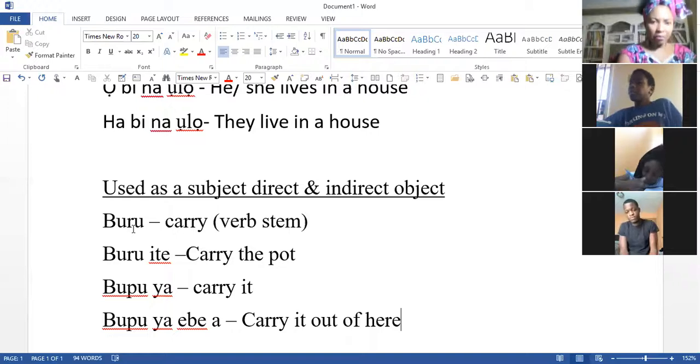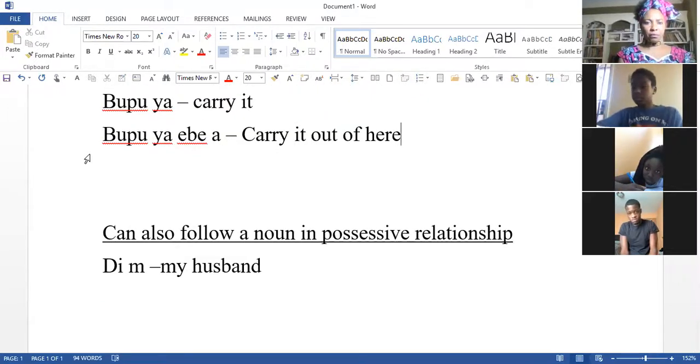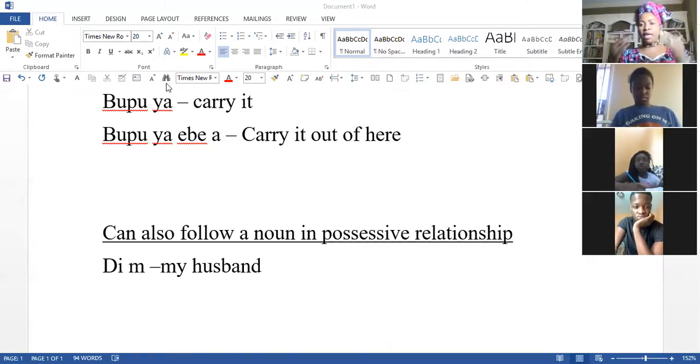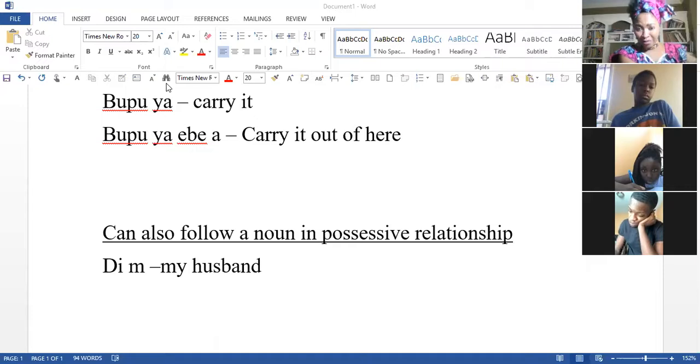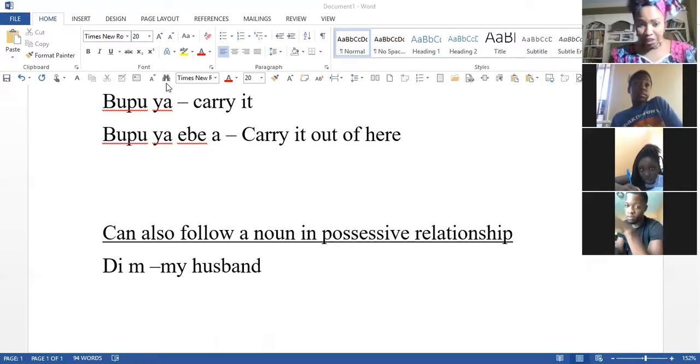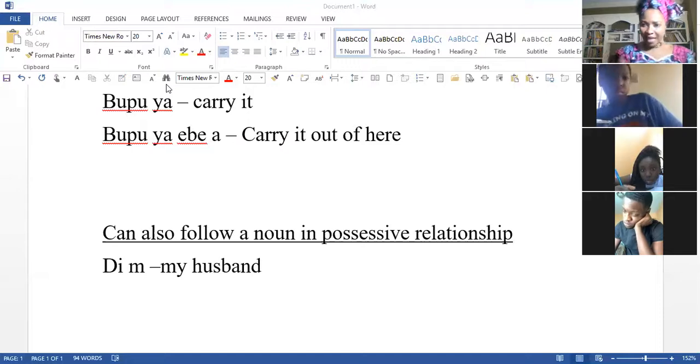Okay, now we're gonna move on. So when I say dim, this is something when you're trying to use a noun in a possessive relationship, okay? When we are talking about the pronoun, and if it's following a noun in a possessive relationship, now you can say my wife, my husband, my brother, my son, my daughter, my friend. All right, so let's do this.